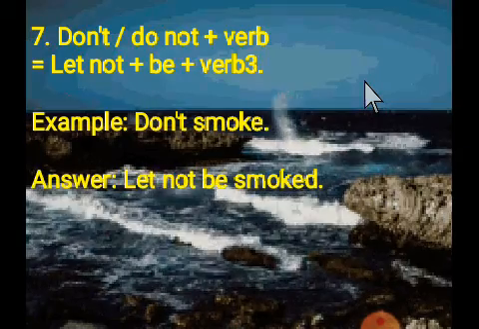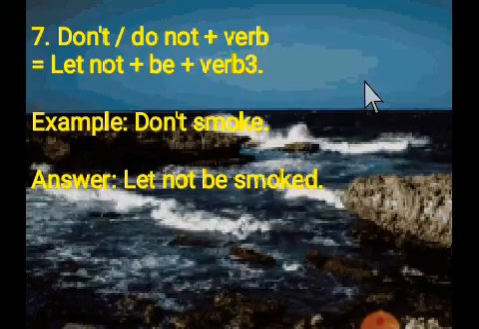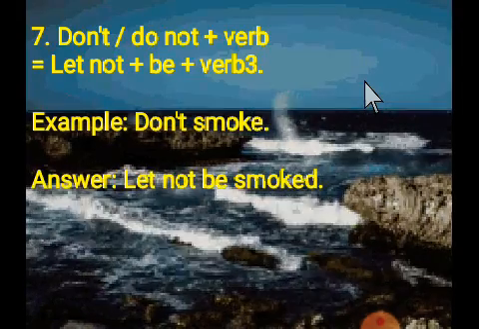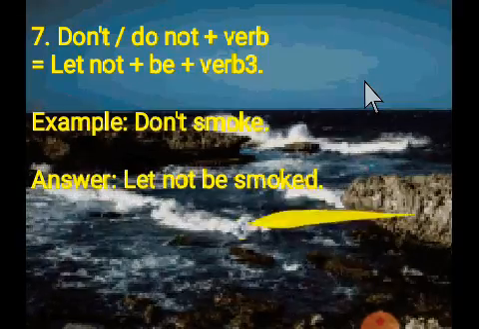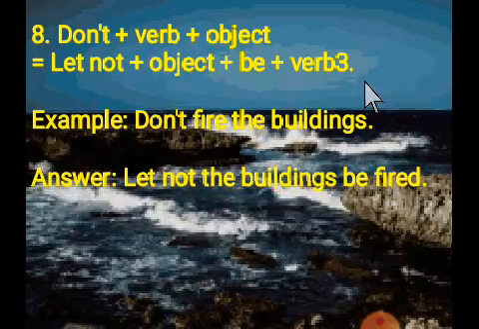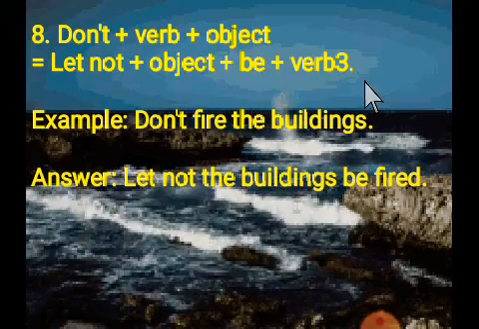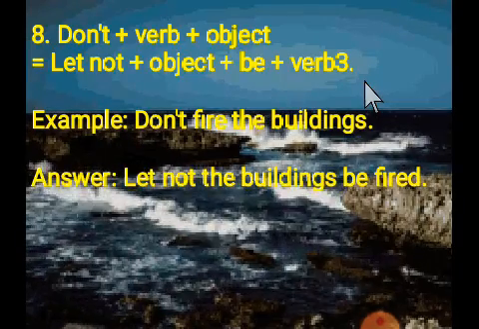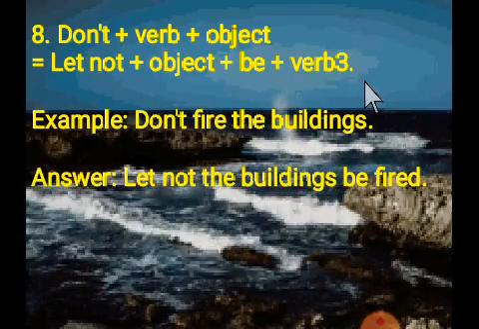7. Don't or do not + verb = let not + be + verb 3. Example: Don't smoke. Answer: Let not be smoked. 8. Don't + verb + object = let not + object + be + verb 3. Example: Don't fire the buildings. Answer: Let not the buildings be fired.